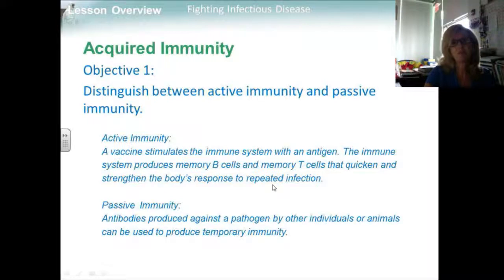So our first objective was to distinguish between active and passive immunity. Active immunity, like a vaccine, stimulates the immune system with an antigen. The immune system produces the memory B and memory T cells that quicken and strengthen the body's response to repeated infection. Passive immunity, on the other hand, is antibodies produced against the pathogens by other individuals or animals that are used to produce temporary immunity.